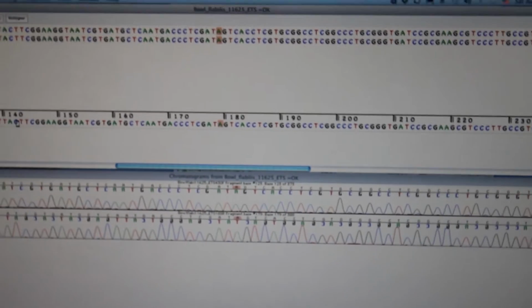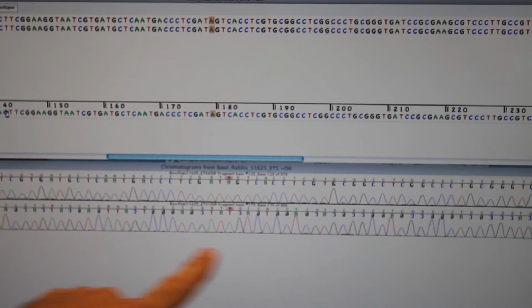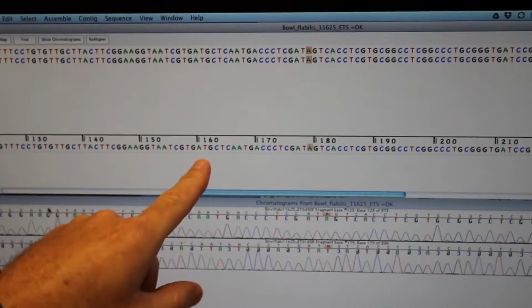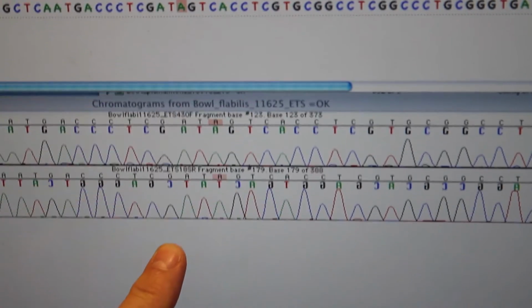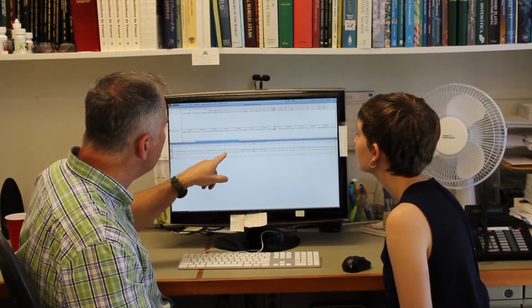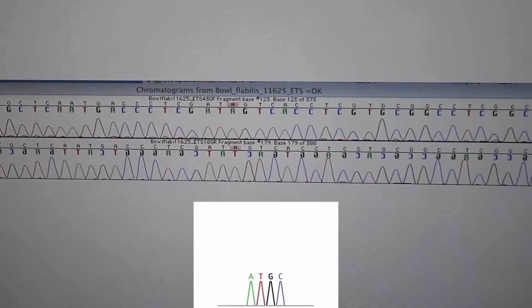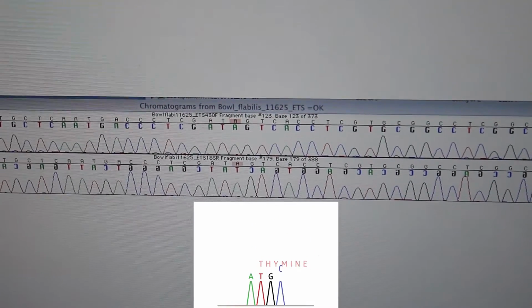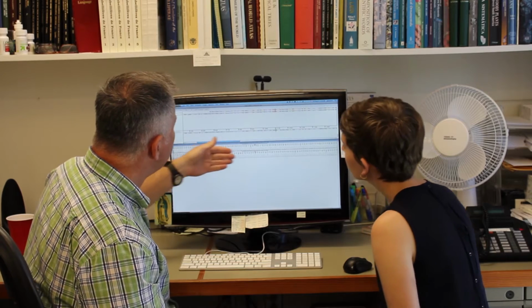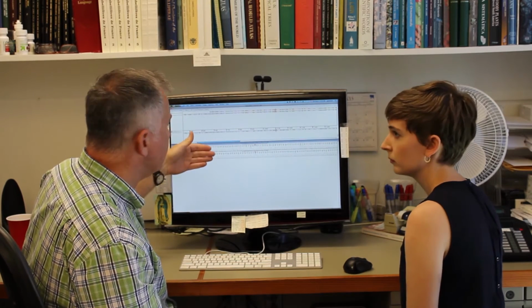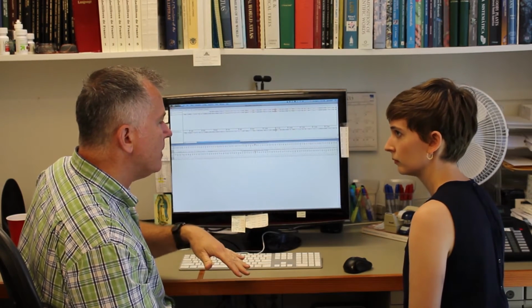If we zoom in, we can see the actual base pairs, and those base pairs are based on these chromatogram peaks. These are called chromatograms because the different peaks are of different colors, and the different colors represent the 4 nucleotides of DNA: guanine, adenine, thymine, and cytosine. And what we're going to be looking at here is to see if there are any differences between this sequence from one species and other species that we're going to be comparing it to.